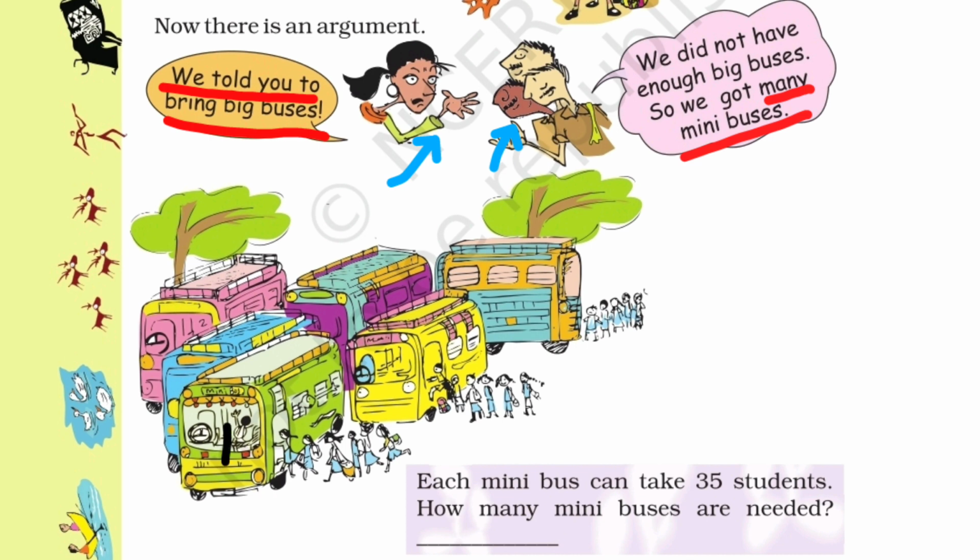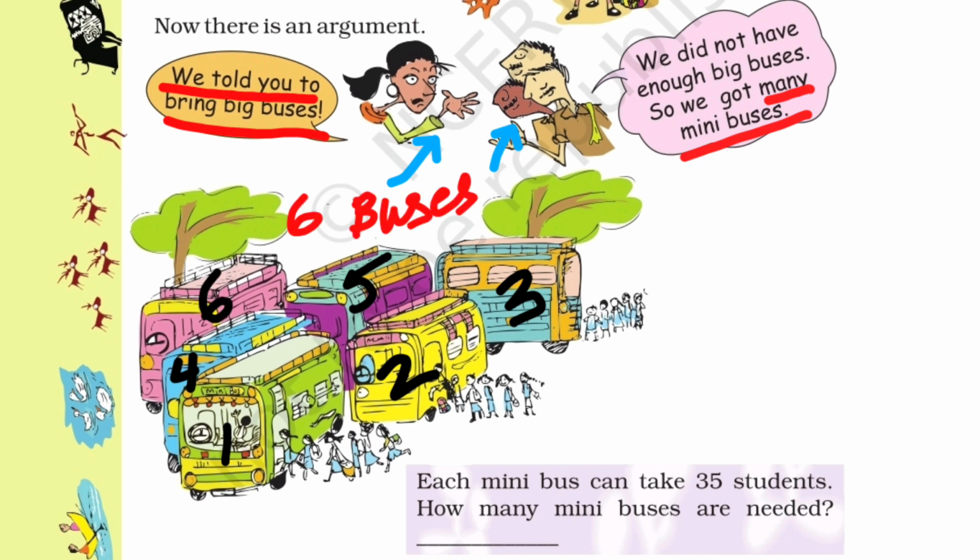So let's count how many buses we have. We have 1, 2, 3, 4, 5, 6. So we totally have 6 mini buses. So there is a question asked. Each mini bus can take 35 students. So in one bus we can take up to 35 students. How many mini buses are needed to take the entire children?